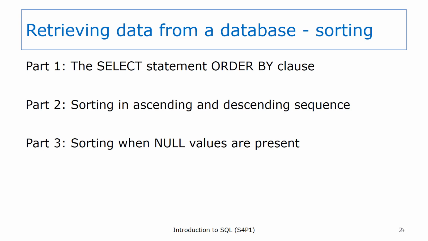In this session, we'll cover the following. Part 1, the Select Statement Order By Clause. The Order By Clause is easy to get started with. Part 2, sorting in ascending and descending sequence. You'll see how you can get the data to appear in the sequence that you need. Part 3, sorting when null values are present. This will be one of the first times we've had to work with null values, and you'll see how they work with the order by clause. Once again, we'll be working with the world schema and its tables. This is the schema that was introduced in Lab 1.